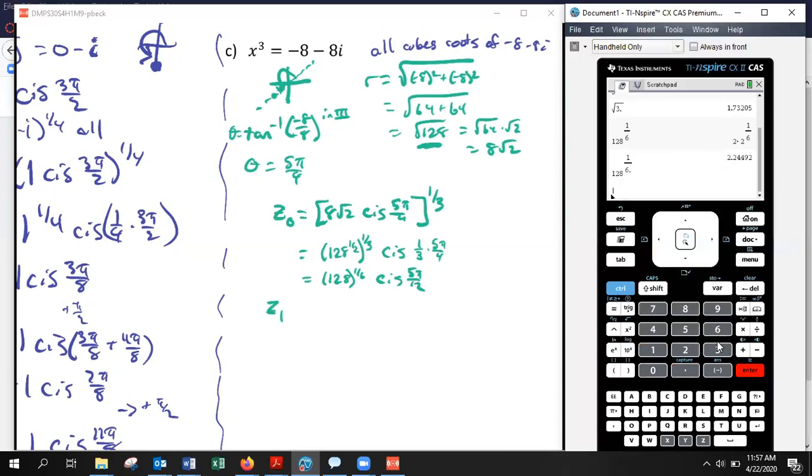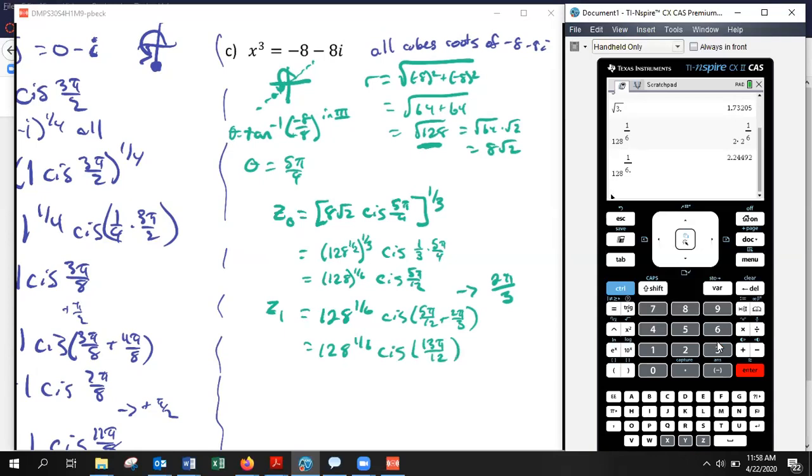So to get our next root though, to finish this off, this will be 128 to the 1/6 cis, and what angle do we need to add? We'll take 2 pi divided into how many roots? 3. So 2 pi over 3. So what is 5 pi over 12 plus 2 pi over 3? So that's 8 pi over 12. So 128 to the 1/6 cis 13 pi over 12.